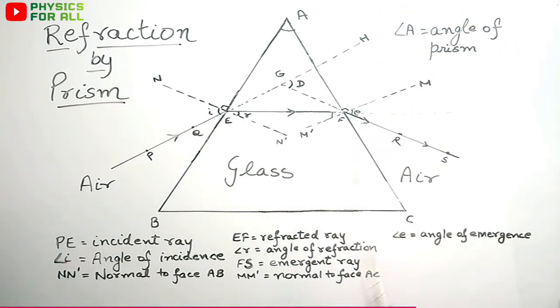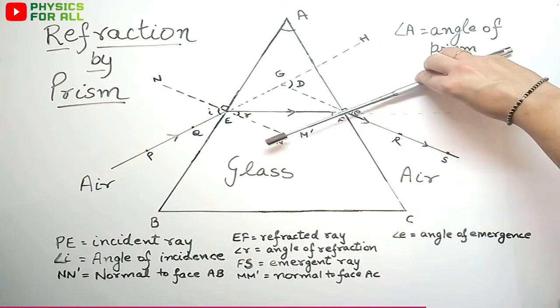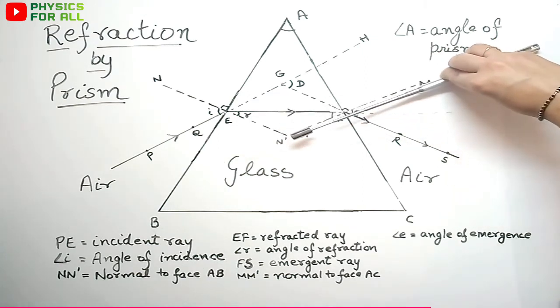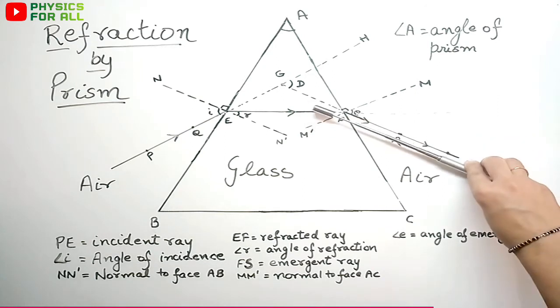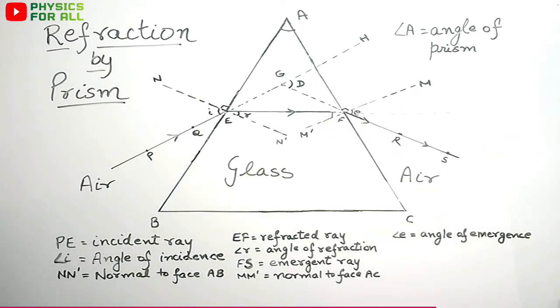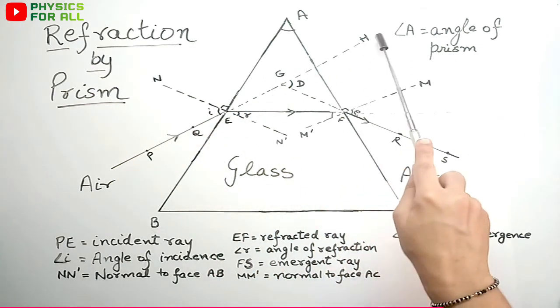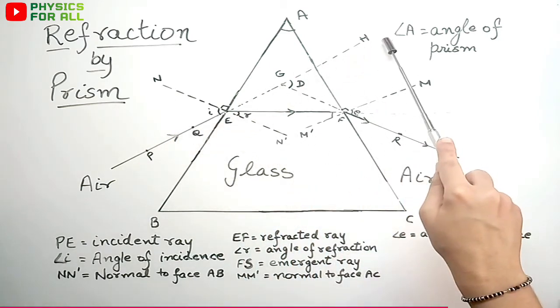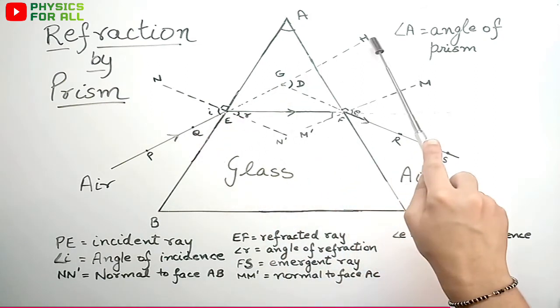And then after hitting F, the side AC, again it is going back to the rarer medium, and MM dash is our normal. So instead of going straight, it is bending away from the normal. Now we have done one more step here: we have shown the path the ray would have taken if there had been no refraction, this dotted line.